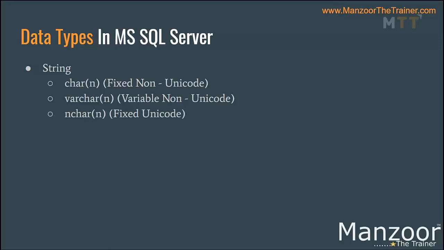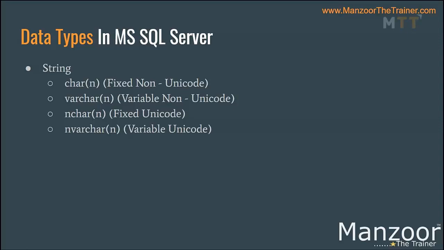Next is nchar. Now, char means fixed. N means now it will take universal characters. You can store Arabic, Chinese, Hindi, Telugu, any language characters in your database. If you say nchar, char means fixed length, again the same. In the same way, nvarchar is variable length and universal code, both the things. Is this clear? And in your large scale applications, we use nvarchar.